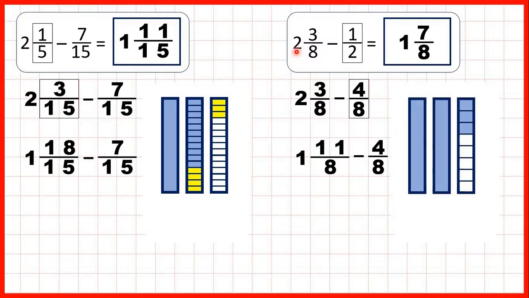Then in this question we started with 2 and 3/8. We worked out that 1/2 was the same as 4/8, but we only had 3/8, so we exchanged one of our wholes for 8 more 8ths. That gave us 1 and 11/8. So we could take 1, 2, 3, 4/8 away, because that's the same as taking a half away, and that left us with 1 and 7/8.